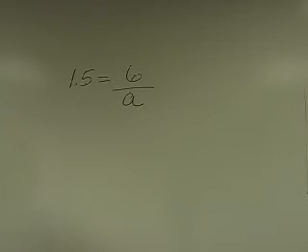Our first problem is 1.5 equals 6 divided by A. In other words, you could say, what divided into 6 is going to equal 1.5? To solve it mathematically, what we want to do is remove A from the denominator. That's our first step. So we want to multiply both sides of the equation by A.